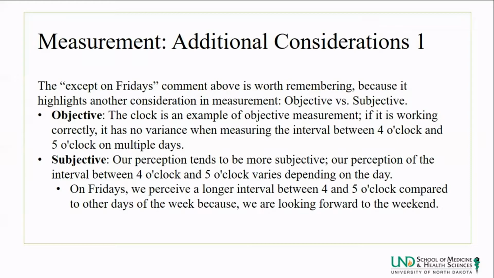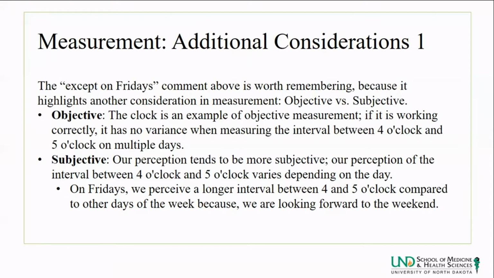If it is working correctly, it has no variance when measuring the interval between 4 and 5 o'clock on any day, right? If the clock is working correctly, the interval between 4 o'clock and 5 o'clock should be the same no matter what day, no matter what time of year, right? 1 hour difference, right? That's 360 seconds, et cetera, et cetera. Is that right? No, that's not right. It's like 3,600 seconds. Anyway, subjective measurement is subject to bias, right?